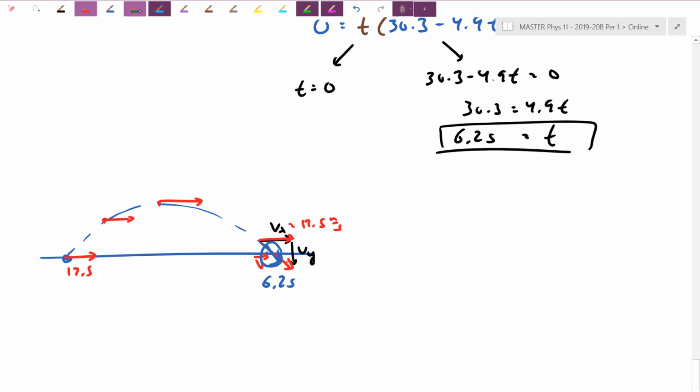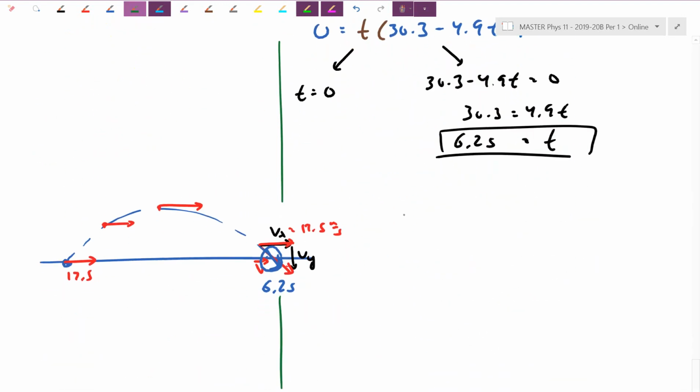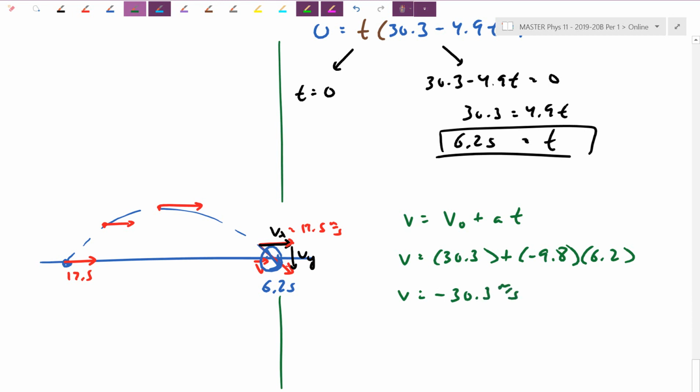The one that we do need to calculate, again, is in the y direction. If you give gravity 6.2 seconds, and I had launched it upwards at 30.3, what would be the final velocity? So v is equal to v naught plus at. Having launched it upwards at 30.3, acceleration negative 9.8, multiplied by 6.2 as your time. Punch it through there, negative 30.3. Again, I'm going to be off by a little bit of rounding. Just want to keep your answers to two or three significant digits.